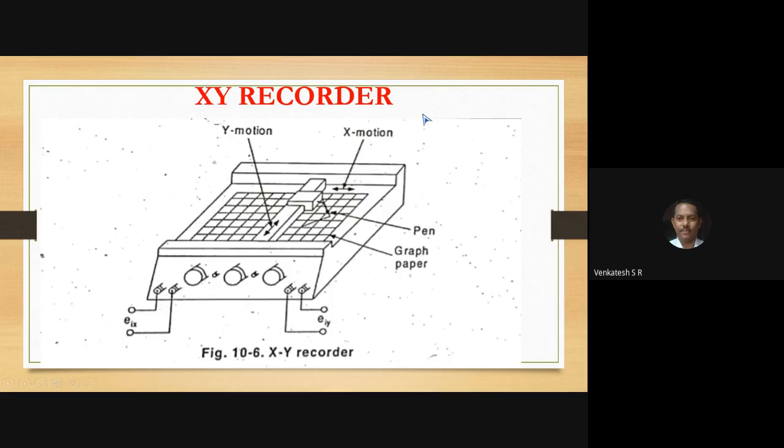Just observe here, this is the input for x and this is the input for y, and these three indicate the zero for x direction and y direction, and there will be a pen and this is the graph paper. On that graph paper you have the printout in x direction as well as in y direction. This is the XY recorder. In a few question papers, you have a question on XY recorder. Please, all of you, write down a question.